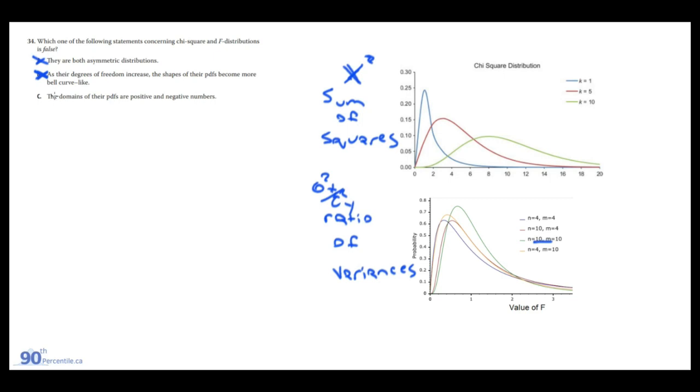Finally, C, this is going to be our answer, but we'll talk about it anyway. The domains of their probability density functions are positive and negative numbers. They're not negative, they are only positive.